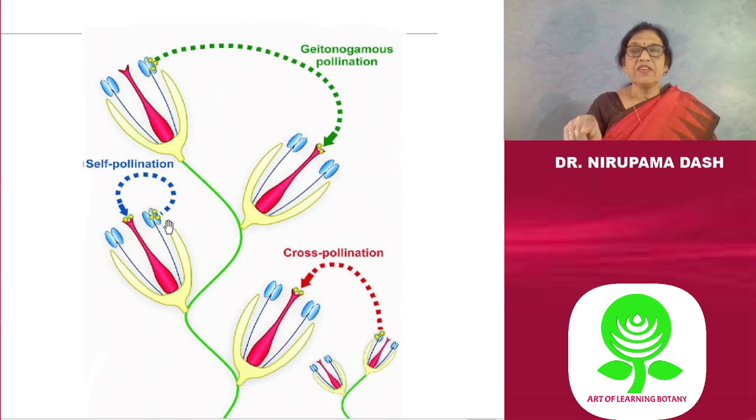So in this picture, it is very clear to you, and the first one is called self-pollination or autogamy. The second one is geitonogamy, and the third one is cross-pollination, allogamy or xenogamy.